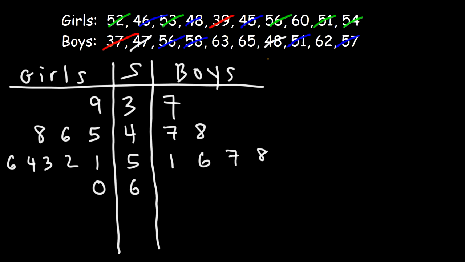Finally, in the 60s, we have 62, 63, 65. So let's write 2, 3, and 5. So that's basically it. Now you know how to make a side-by-side stem and leaf plot.